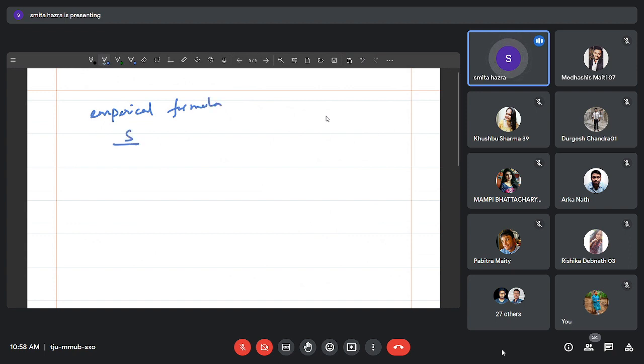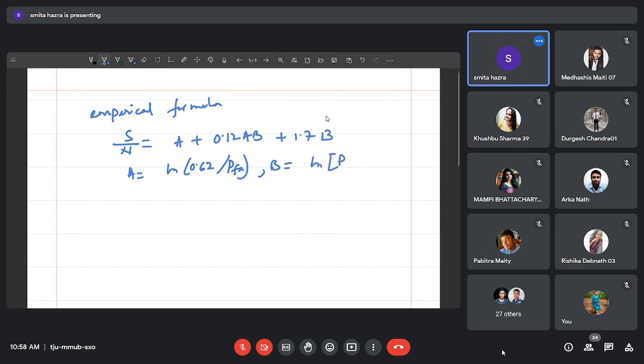That is S by N is equal to A plus 0.12 AB plus 1.7 B. What are A and B? A is equal to ln of 0.62 divided by PFA, and B is equal to ln of PD divided by 1 minus PD.